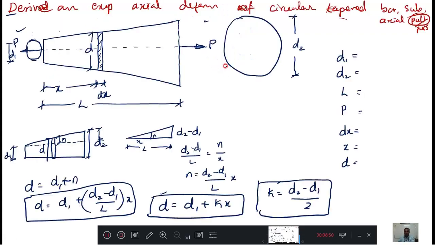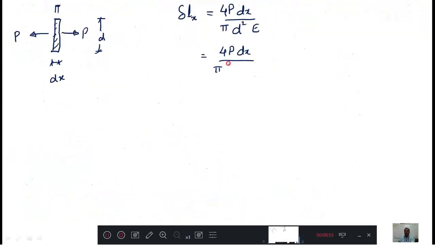Go back. D is d1 plus kx, square, into E. This is for a small strip. If you want it for the bigger strip, then I need to integrate it from 0 to L. This also I need to integrate from 0 to L.